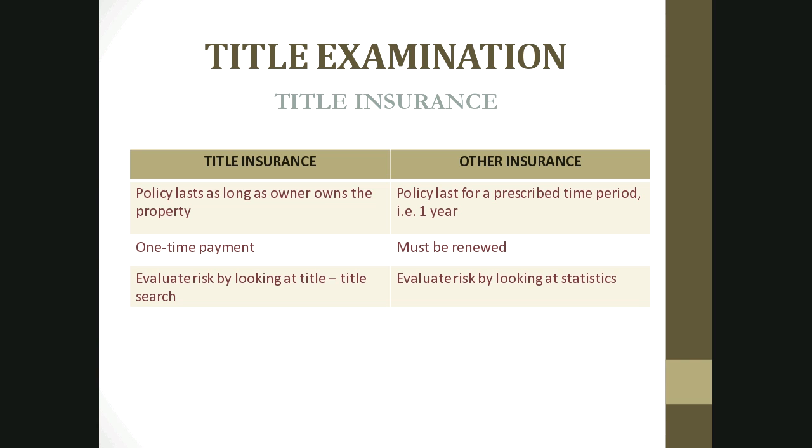And then lastly, the other types of insurances are all based on statistics, right? These actuary tables. You're a male under 25, you're riskier than a female that's over 40, right? So you're a statistic with those other types of insurance. But in title insurance, they really just look at the title. You go back and look at the record and you evaluate your risk by what you find. So those are a couple differences between regular insurance and title insurance.